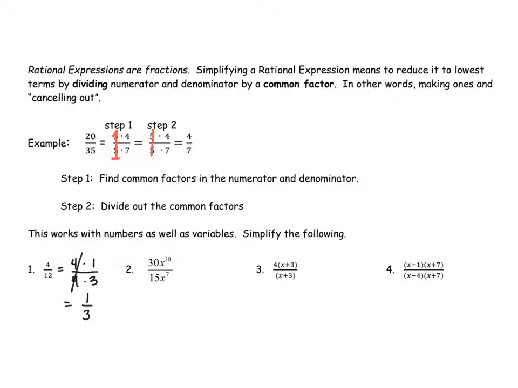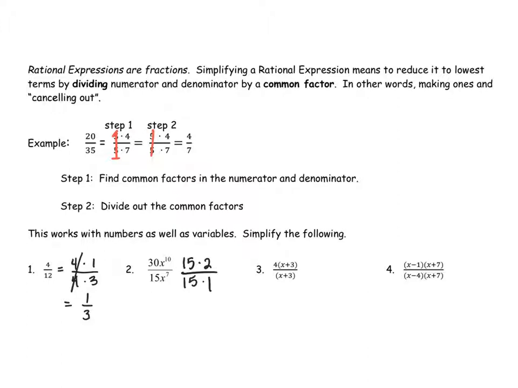30x to the 10th over 15x to the 7th. 30 over 15, both of those are divisible by 3 and 5 and 15, so I'm going to take 15. You can always start low. You want the greatest common factor, but if you can reduce something down and then reduce it again and reduce it again, that's fine too.